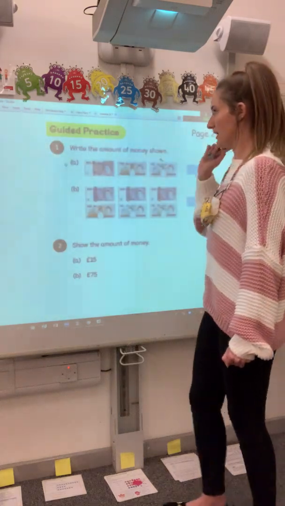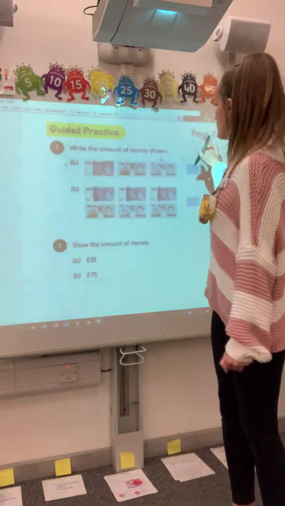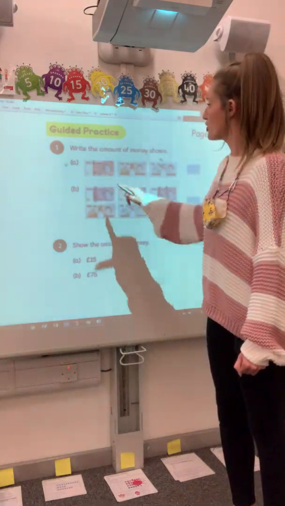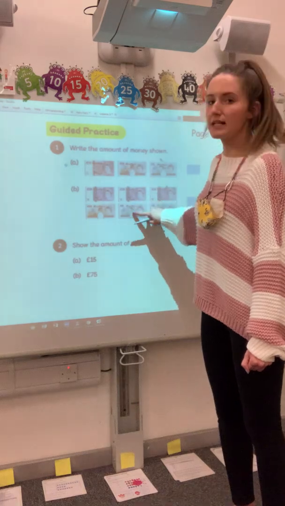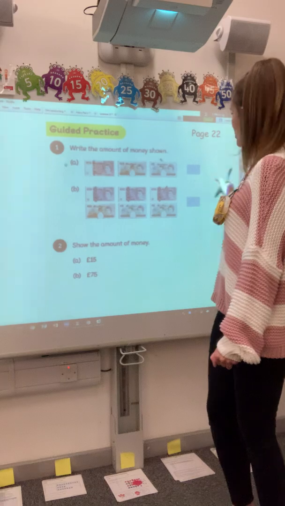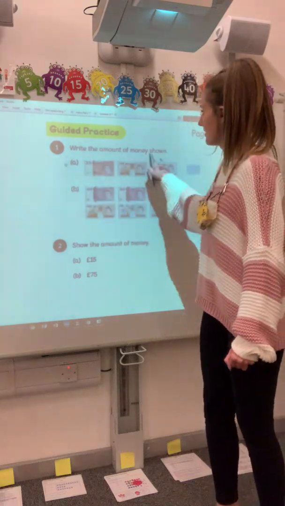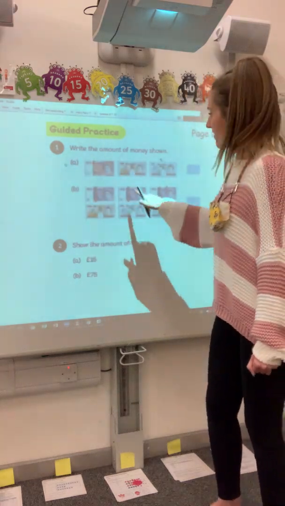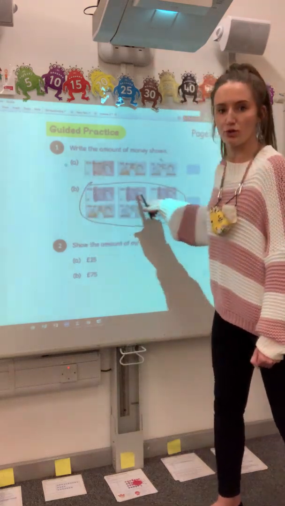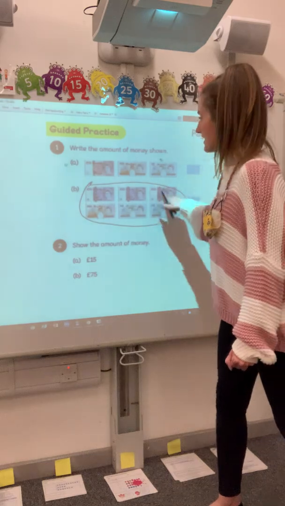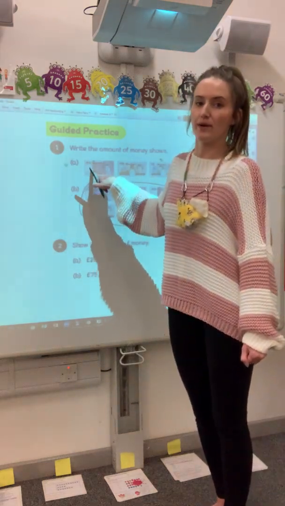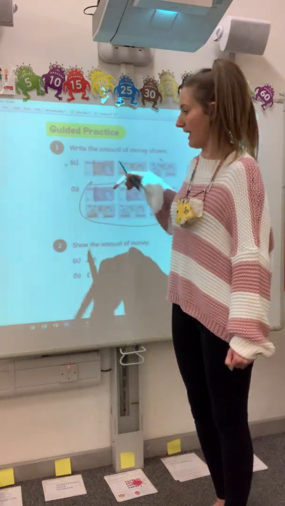Right, your workbook page is page... Oh, sorry, we've got the guided practice to do first. Guided practice in your textbooks. You will see these a lot clearer in your textbooks. So you've got to write the amount of money shown. We've got to count these up and write the amount of money. This one is all 6 of them. Don't get confused and just do the top row. It's all 6 notes. I would always start with the biggest note. It's always easy to start with the biggest number and then count on.